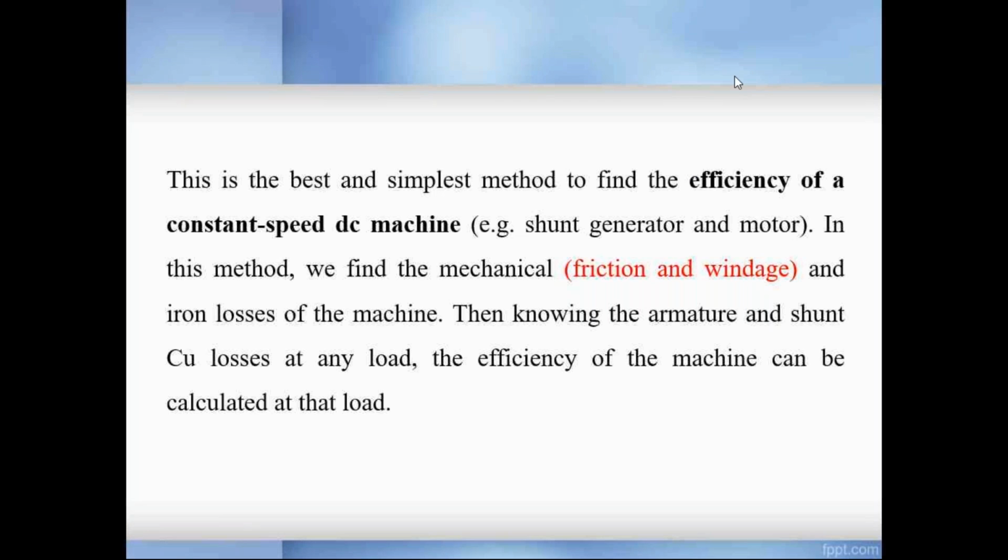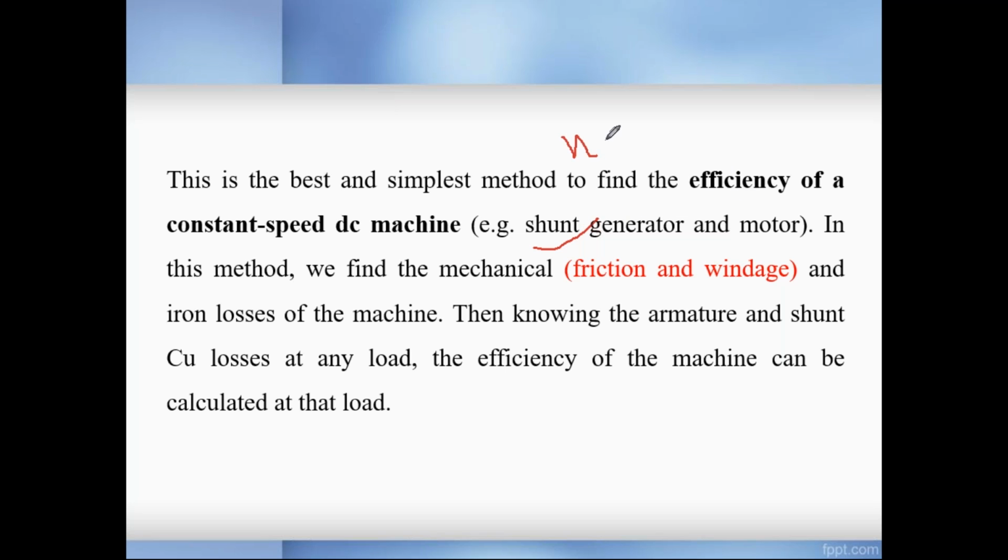So let me see that: what is the retardation test and what is its purpose? Generally, this is the best and simplest method to find the efficiency of a constant speed DC machine. Constant speed DC machines are the shunt motor and shunt generator. By using this test we can easily find the efficiency.